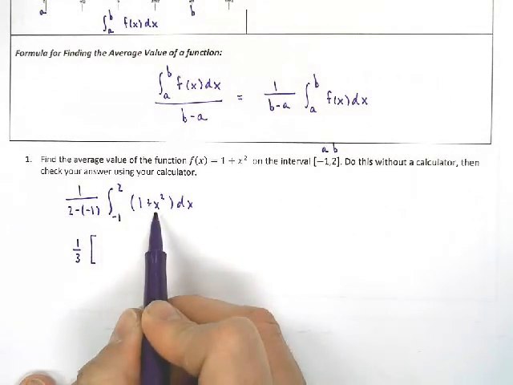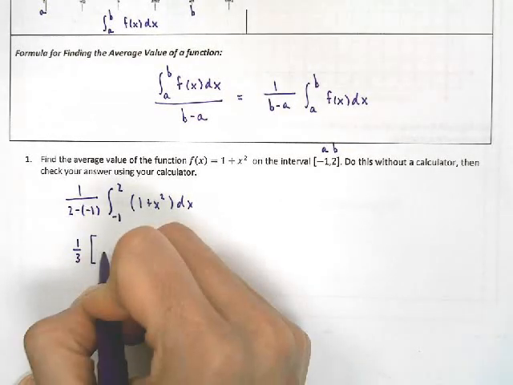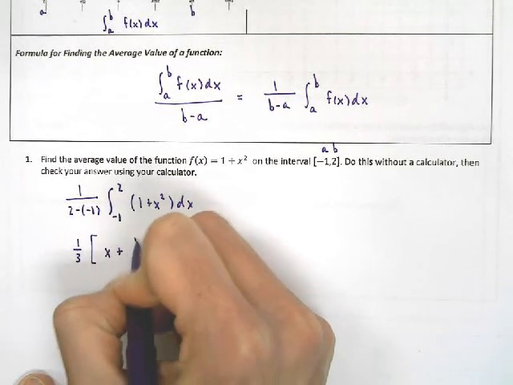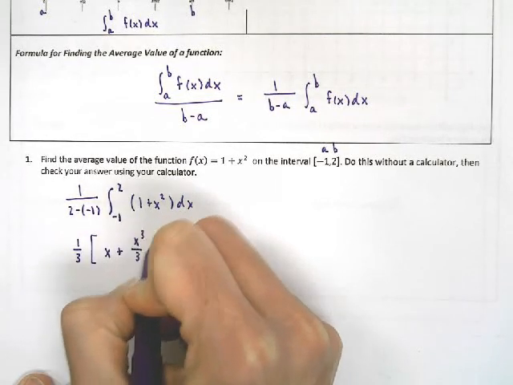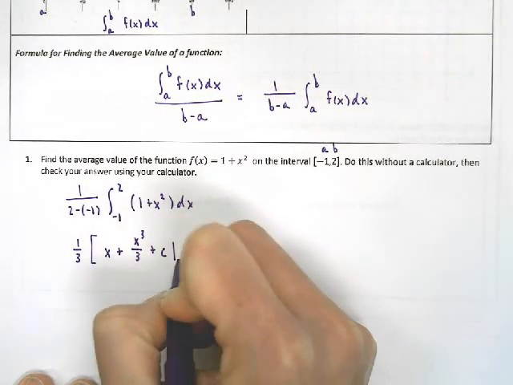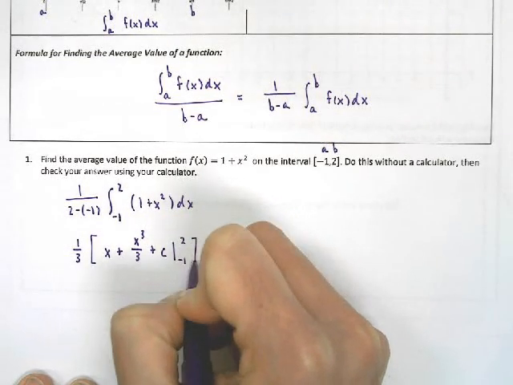To evaluate this integral, I know I have to find the antiderivative. That's going to give me x plus x cubed over 3 plus c, and I'm going to evaluate that from -1 to 2.